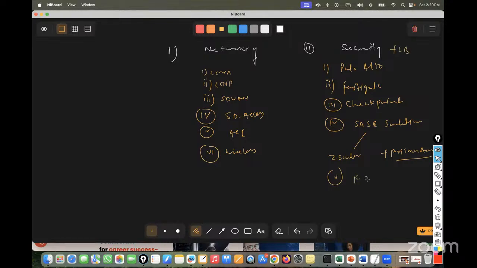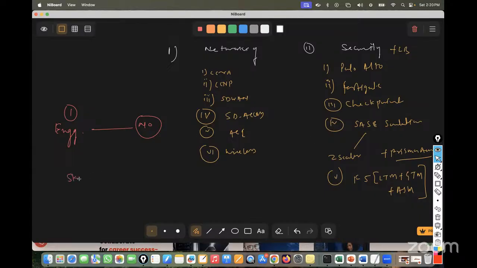F5 is also in demand. F5 LTM plus GTM plus ASM. So these are the key technologies which are in very high demand in the market. So being an engineer, the pain you express right now: can one engineer learn all technology? The answer is no, it's not possible, right? It's not possible. But you have to choose and pick the best technology out of this in your CV.